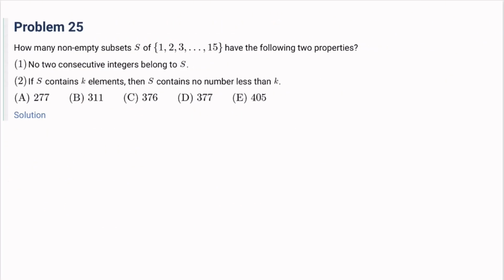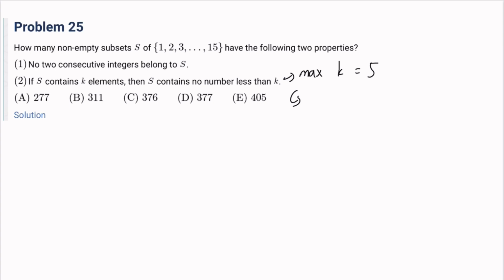Our last problem, number 25. How many non-empty subsets S of 1 to 3 all up to 15 have the following two properties? 1, no two consecutive integers belong to S, and 2, if S contains k elements, then S contains no number less than k. So the first thing we have to notice is that the maximum of k is going to be 5. So the maximum value for k is 5.